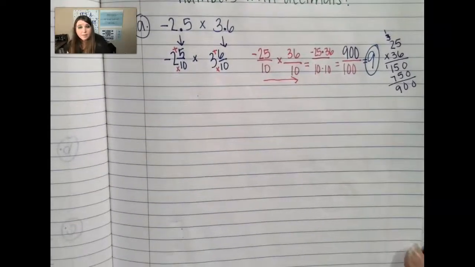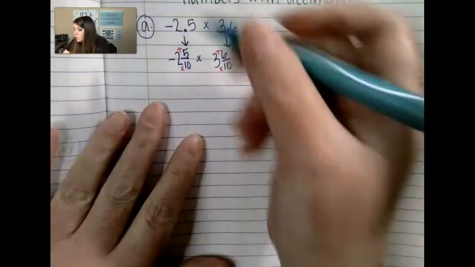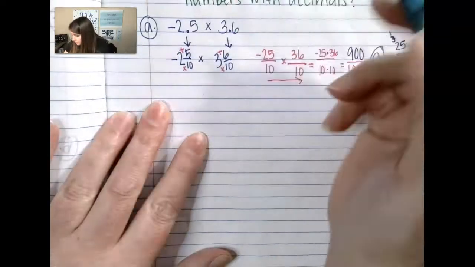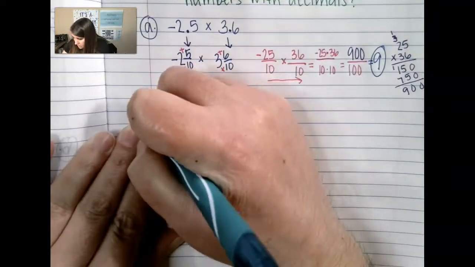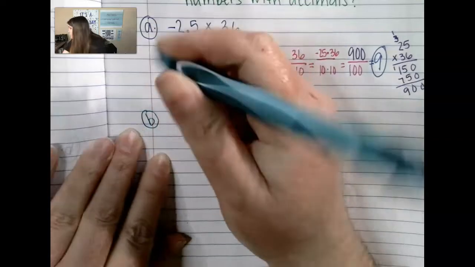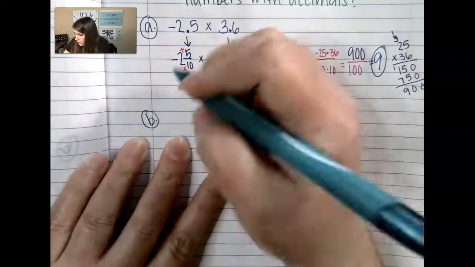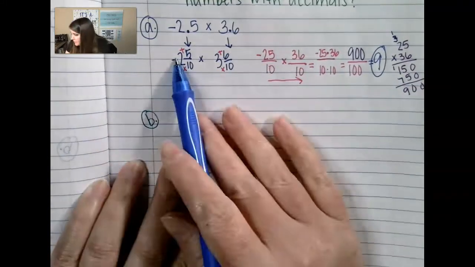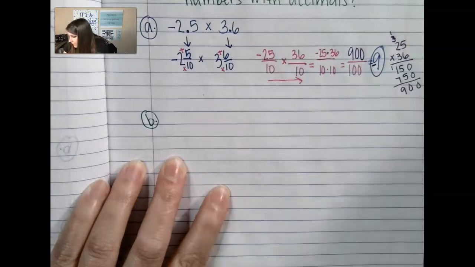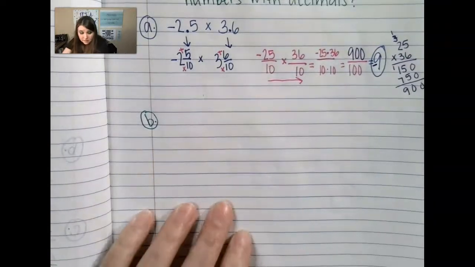Now let's check out what this looks like if we just keep them decimals and multiply a decimal by a decimal. Actually, let's do a new one. Oh, and I forgot my negative sign. So the answer to the first problem is negative 9, because a negative times a positive is a negative. Do not forget to look at your negative signs.